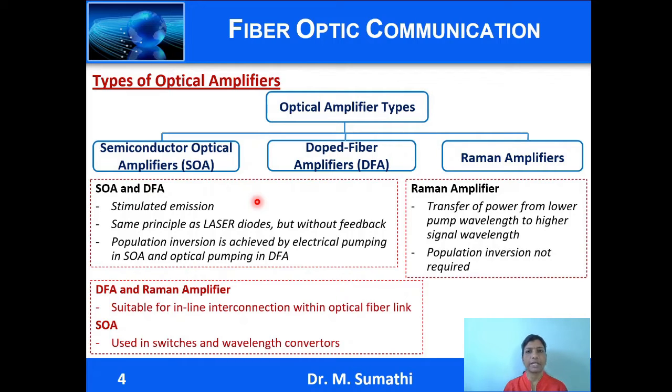In case of semiconductor optical amplifier, electrical pumping is done or current is injected to excite the electrons, whereas in doped fiber amplifiers, optical pumping is done. Doped fiber amplifier and Raman amplifiers can be connected to the fiber optic link, and they can be used as in-line amplifier or preamplifiers or power amplifiers. And semiconductor optical amplifiers can be used as switches and wavelength converters.